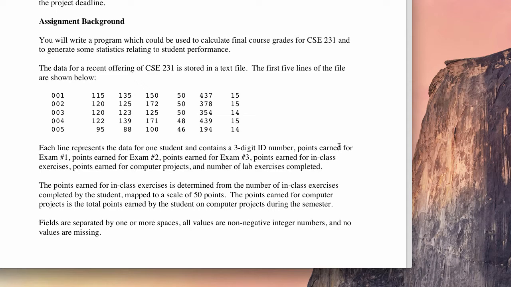So we're giving you a text file, and as it describes here, it's got the PID of a student. Obviously these are made up. Then the exam 1, exam 2, exam 3, and the in-class exercises. There were 50 possible points for that, so we've converted however many were done into the 50. There's the points on the projects, and then finally the number of labs that were done.